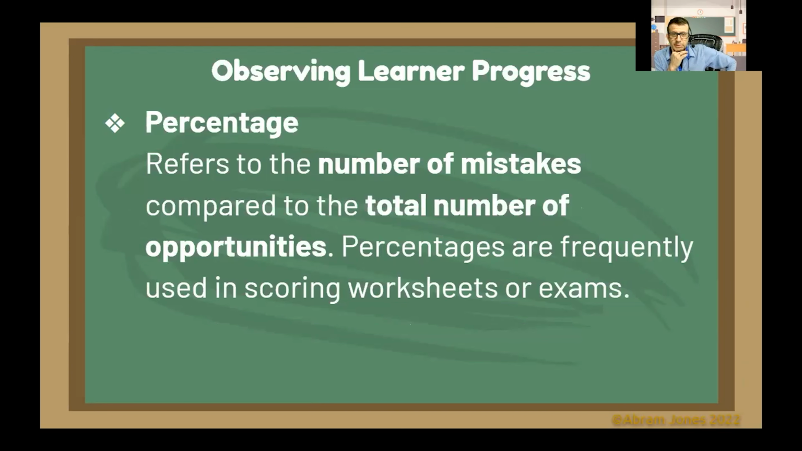Percentage is another thing that we note. It refers to the number of mistakes compared to the total number of opportunities. Percentages are frequently used in scoring worksheets or exams, okay? This one's pretty clear, especially in objective tests, the type of tests that we can administer as paraeducators. You've got a simple mathematics test involving addition and subtraction, okay? And there are 10 questions, and I got 7 of them right. So we write down, we got 70% of the questions right on this test.